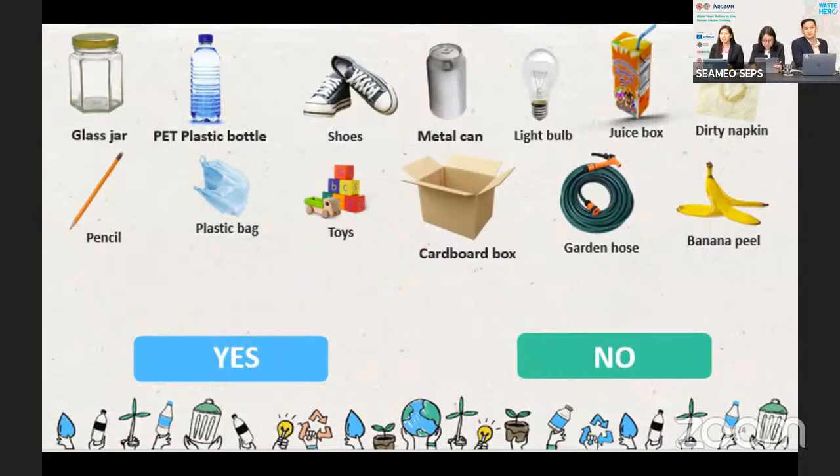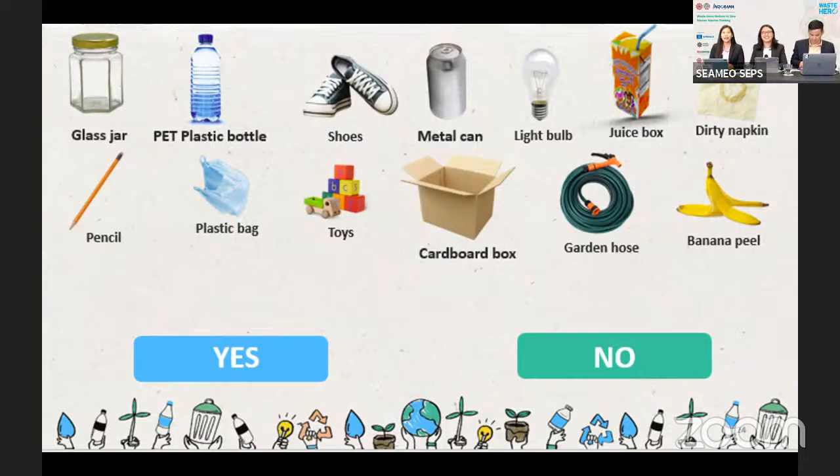Okay, next, dirty napkins. I think this answer is going to be in agreement. Okay, a lot of smile coming. Next is pencil. What about pencil? On YouTube channel, okay, pencil, some teachers say no, some teachers say yes. Okay, next, I'm sure we're going to have agreement on this. Plastic bag, plastic bag. What about this? Teacher Brian, Teacher Kuat, you can join by sending the emoji. I did it.